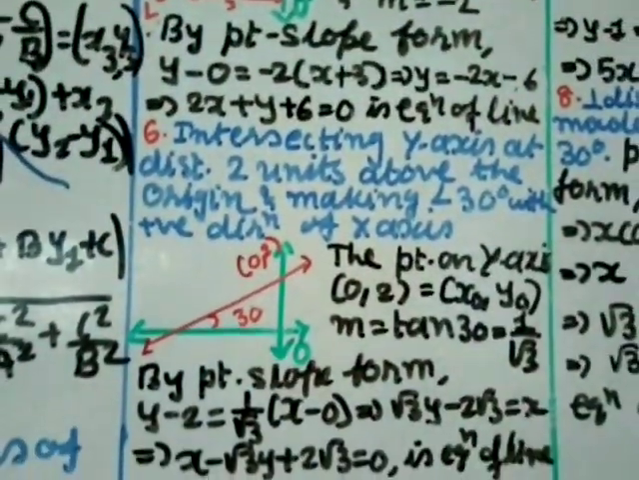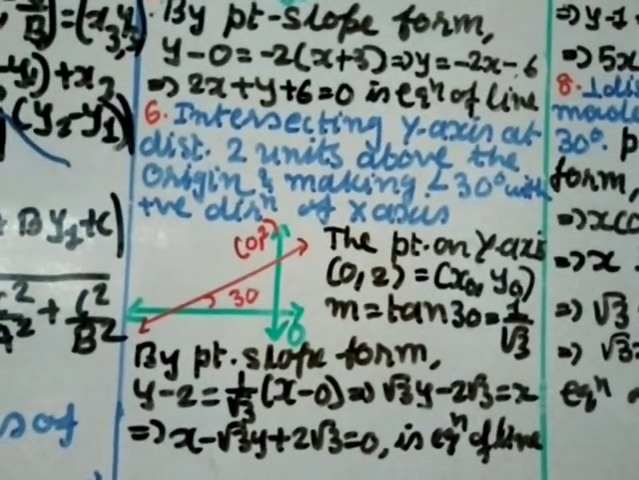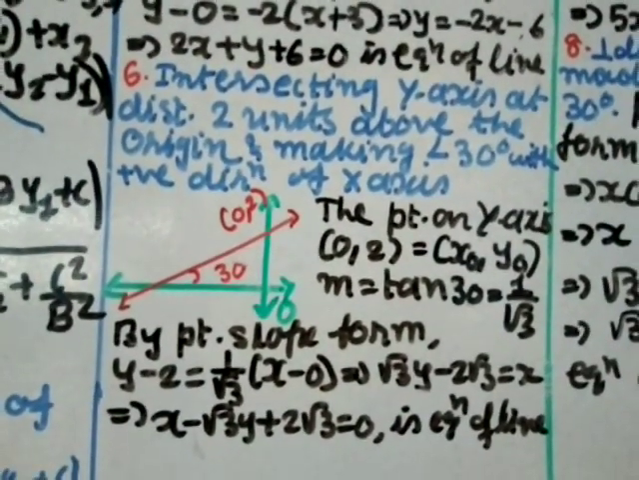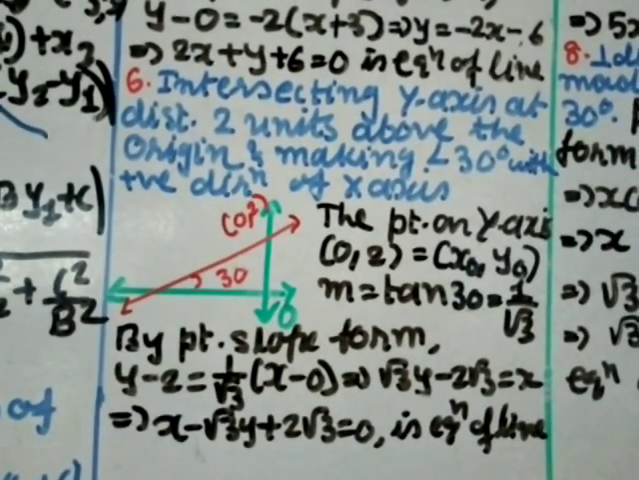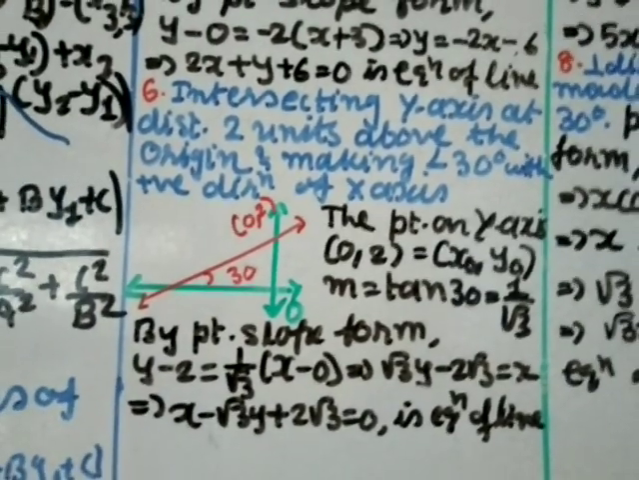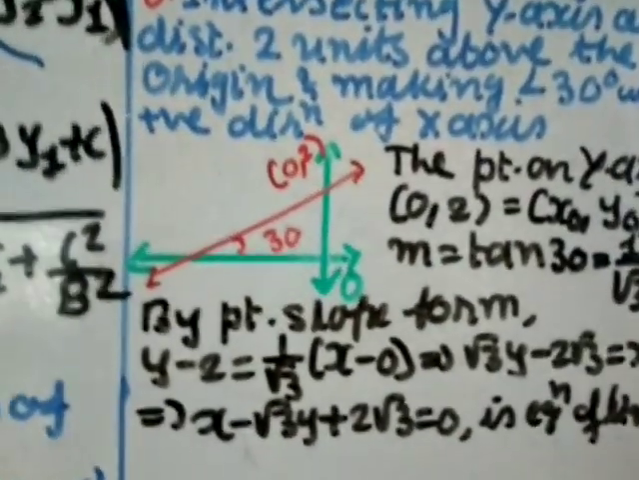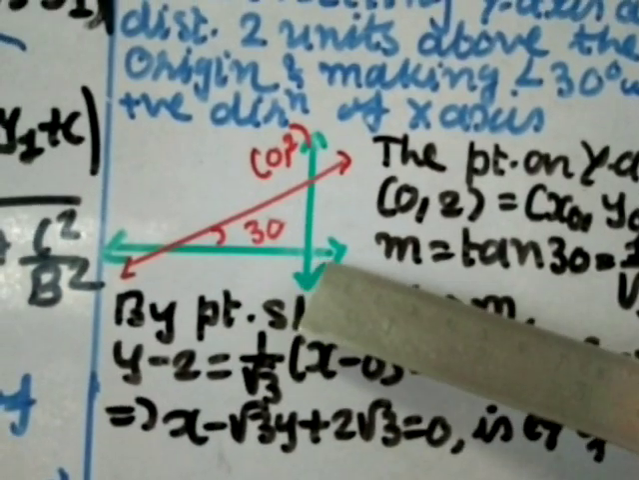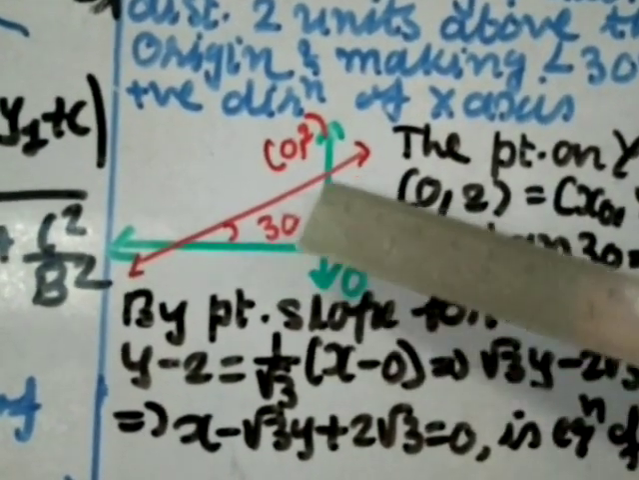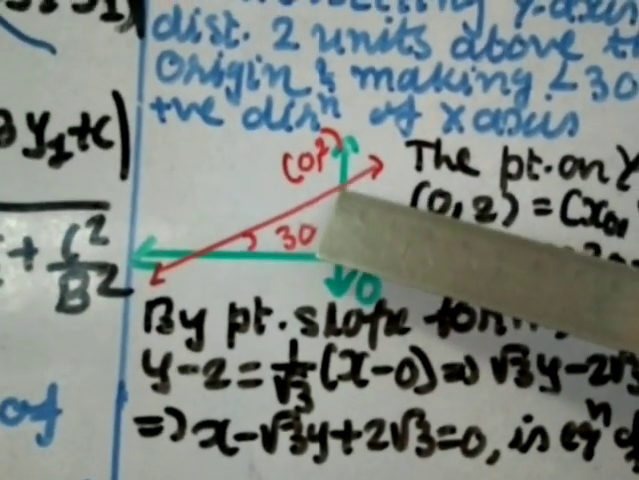Question number 6. Intersecting y-axis at a distance of 2 units above the origin and making an angle of 30 degrees with the positive direction of x-axis. So this is the line. It is intersecting the y-axis above the origin at distance 2. So the point which is here will be 0, 2.